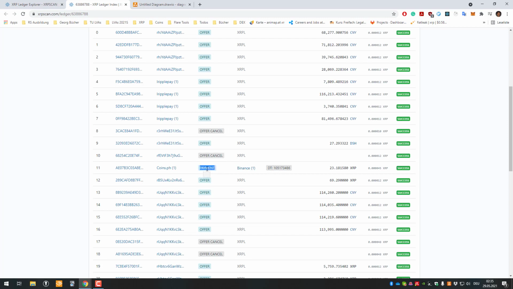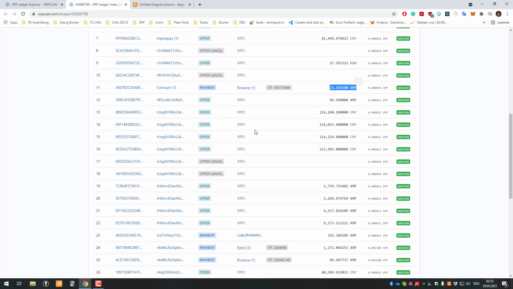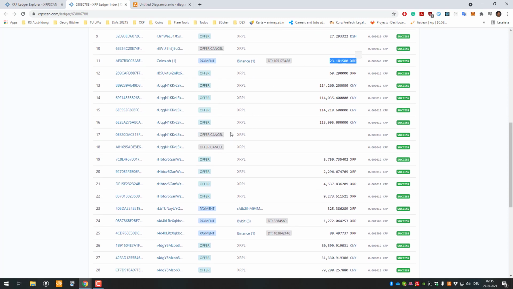Now we're getting to a more interesting part, a so-called payment. It's not the most common thing, but it's probably the thing you might use the most. It's just sending XRP from one address to another one. We can see here from coins.ph1, there are XRP being sent to Binance One. Somebody might have sent XRP from one exchange to the other one. The amount is rather small, so this might be just a person sending XRP from one of his exchange accounts to the other one.